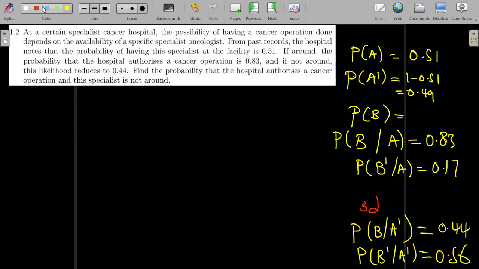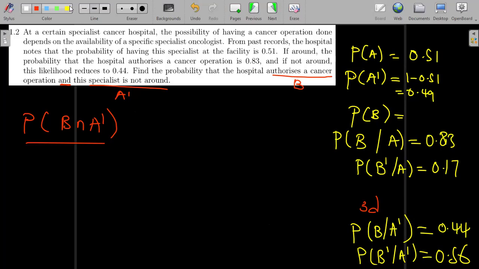Now if we go back to the question, they're saying find the probability that the hospital authorizes a cancer operation and the specialist is not around. We know that in probability, the word "and" means intersection. So authorizes a cancer operation, specialist not around. Authorizes, we said this was B. Not around, we said it was A complement. So the probability we are finding here is simply B intersection what? A complement. So how can we find this given the data that we have?